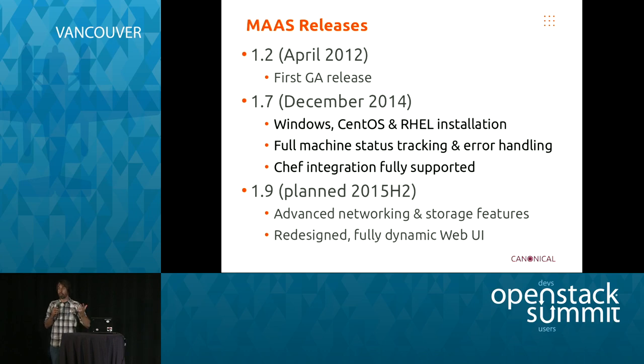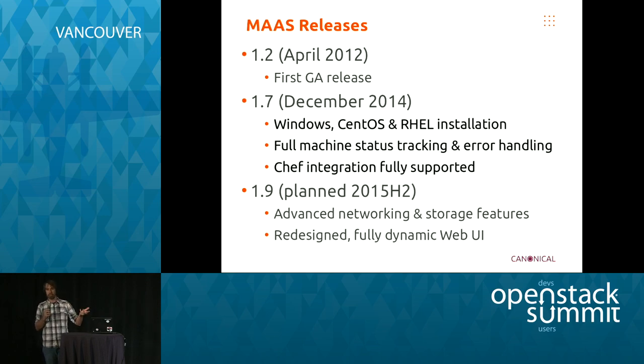1.7 also was the version that brought Chef integration as a fully supported system. So if you're using Chef, provisioning or Knife or Chef server, MAZ will integrate seamlessly into an environment. You can basically deploy any bare metal machine and control it with Chef. And 1.9, which is planned for the second half of this year, will bring out advanced networking and storage features and a redesigned fully dynamic web UI.